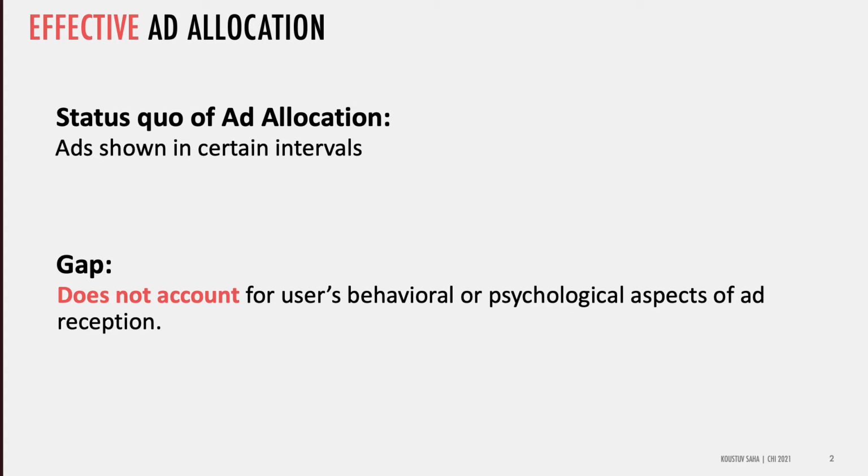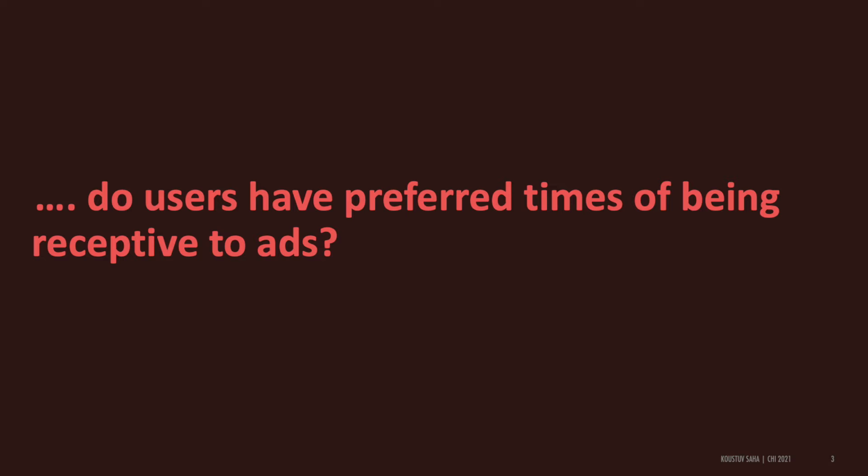But a user's ad receptivity is also a function of their behavioral or psychological aspects, including typical routines, what they're doing at a particular time, how they're feeling, and so on. And the typical ad allocation scheme on social media does not account for this component of user states. So in this work, we broadly ask, do users have preferred times of being receptive to ads in a day? And can we incorporate that for making effective ad allocations?